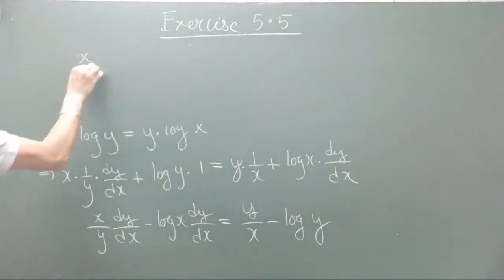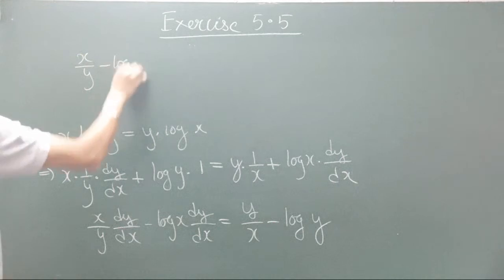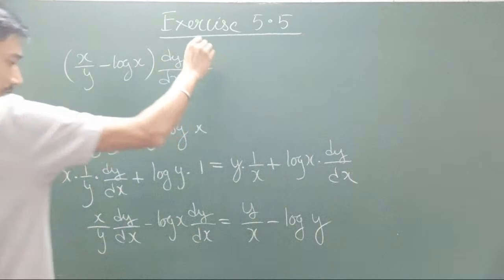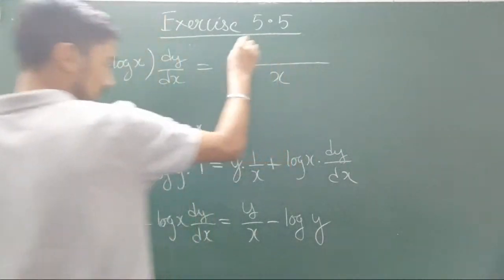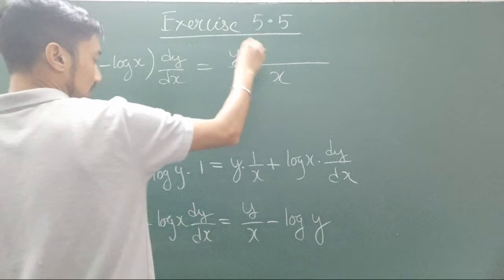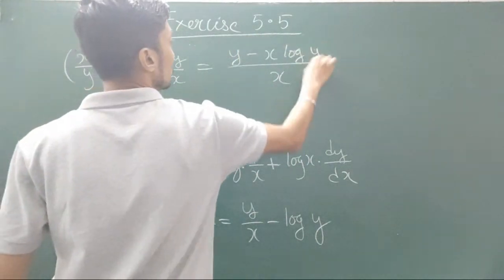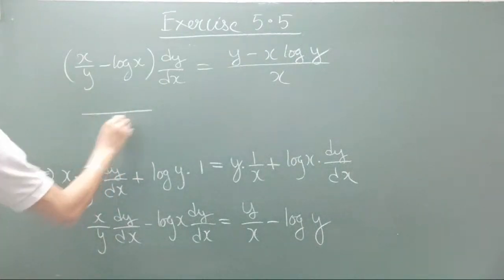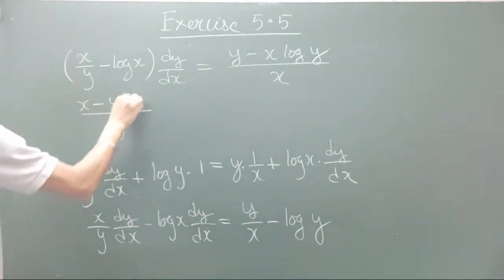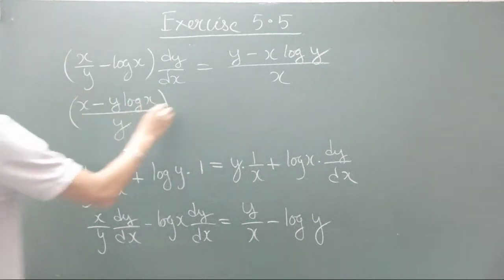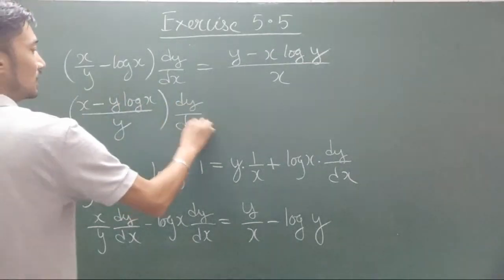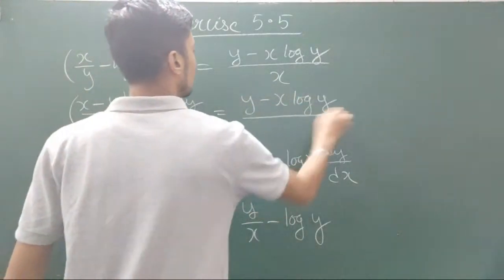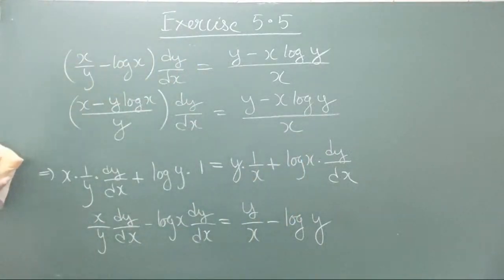So we'll have x by y minus log x, dy upon dx. Let's take the LCM. x, we'll have y, minus, taking LCM, x into log y. Here also, if we take LCM, we'll have y, x minus y into log x, dy upon dx equal to y minus x log y divided by x.